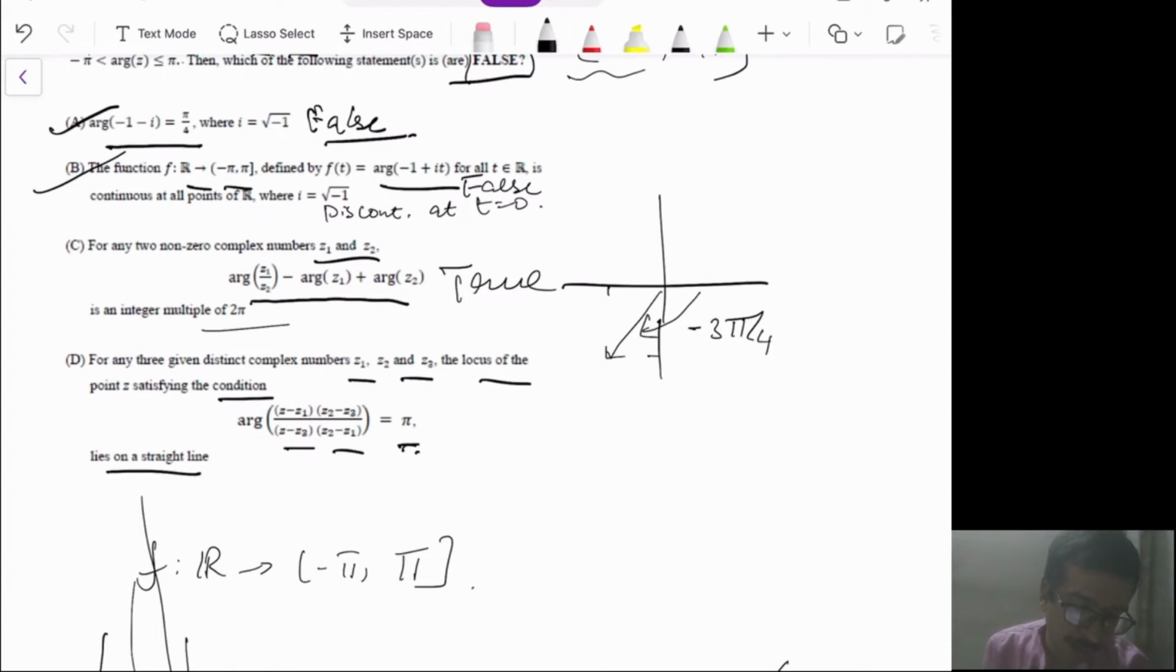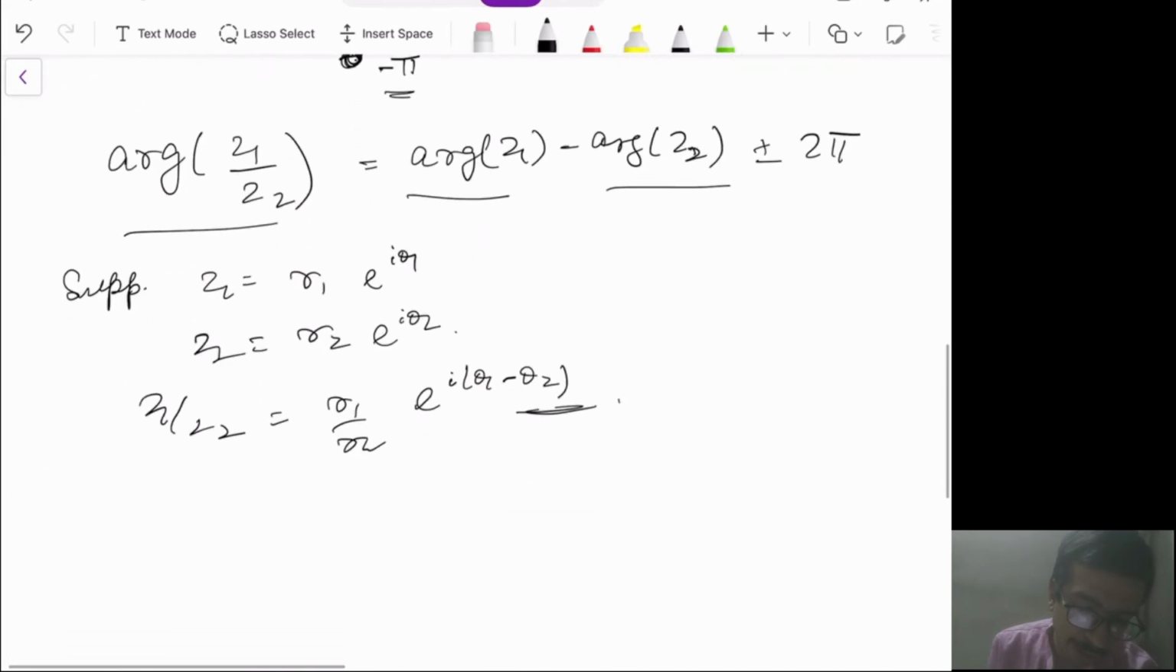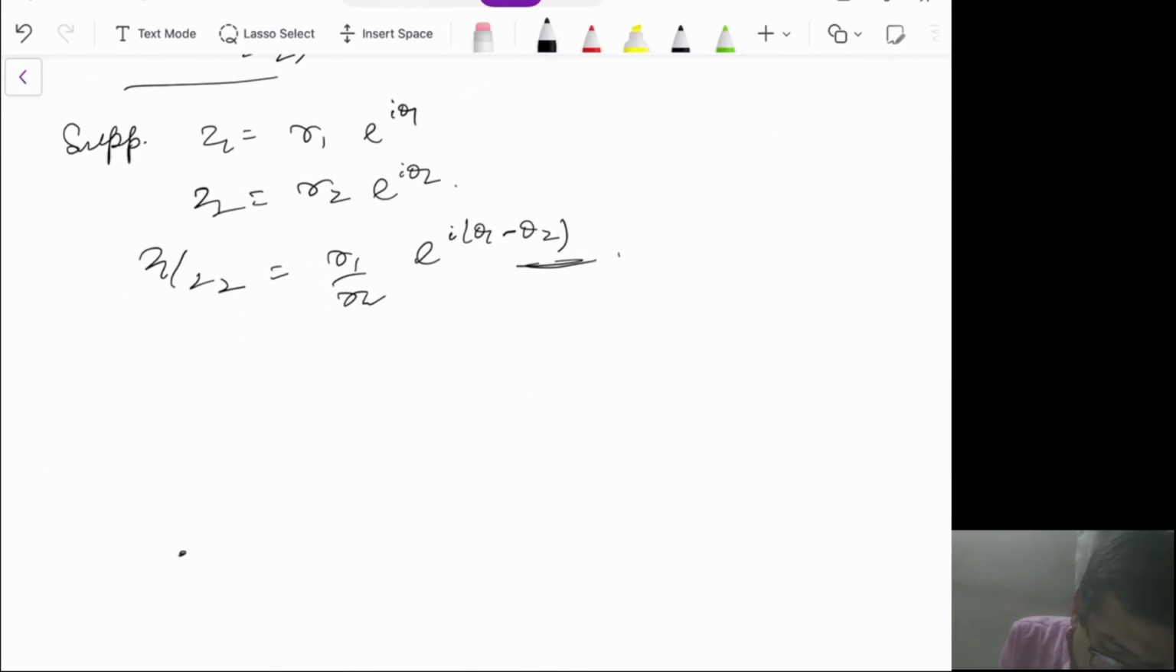So this statement says that it lies on a straight line. So let's check whether it's true or not. Okay, so again we'll have to look at a geometric version. We have seen that in almost all the questions there is some sort of geometric intuition which we are using. So here I have 3 points Z1, Z2, Z3.